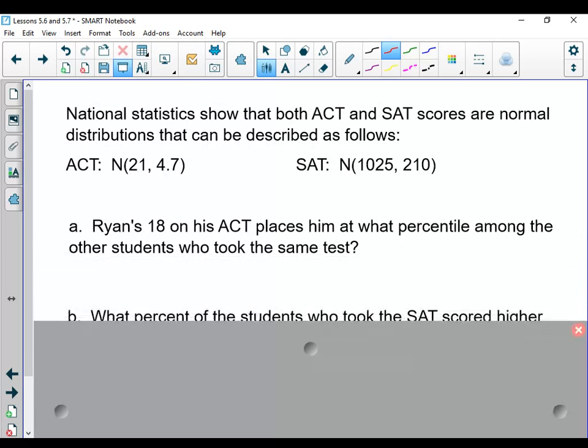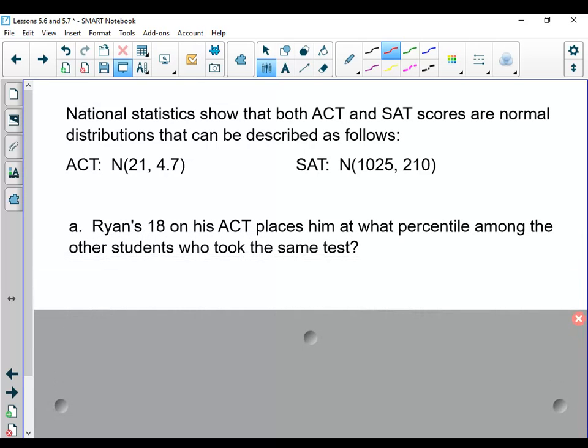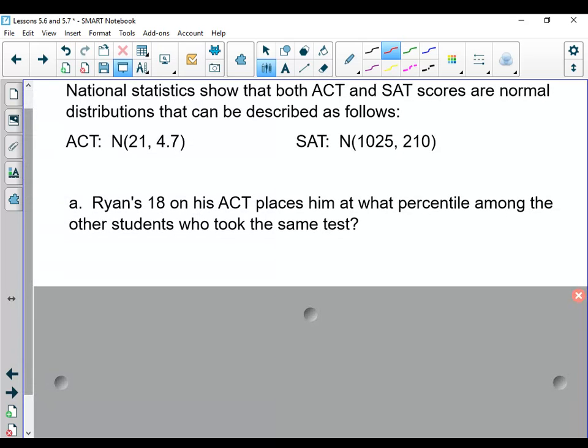So here's the first question that we're asked. Ryan takes the ACT and he got an 18. He wants to know what percentile that puts him in relation to the other students that took the test. Now, ordinarily, we'd sketch the curve and we'd see if it's on one of the benchmarks. But all these examples I chose because I want to practice with the z-table. None of these will be on the benchmarks. So we're going to go straight to finding the z-score on this one.